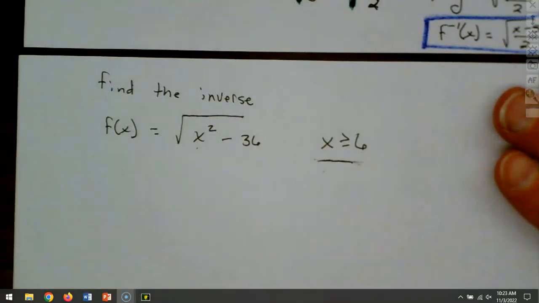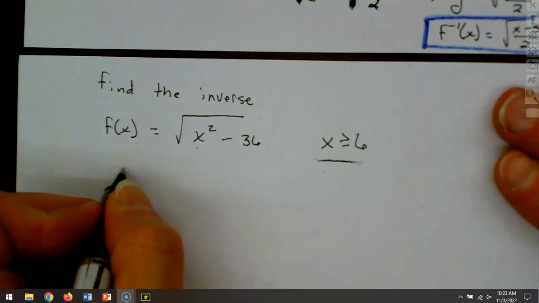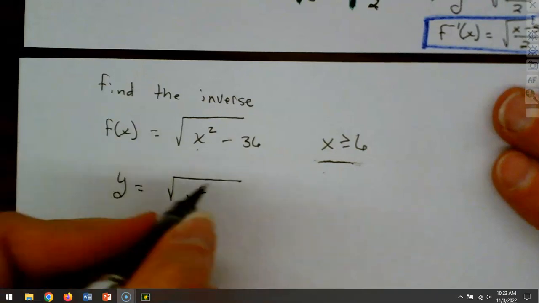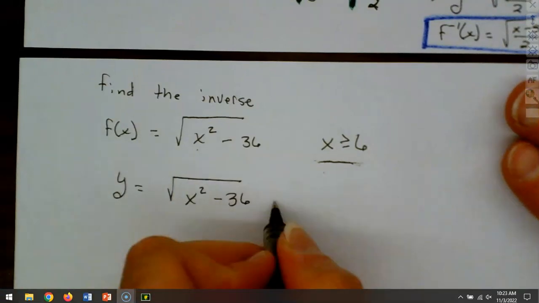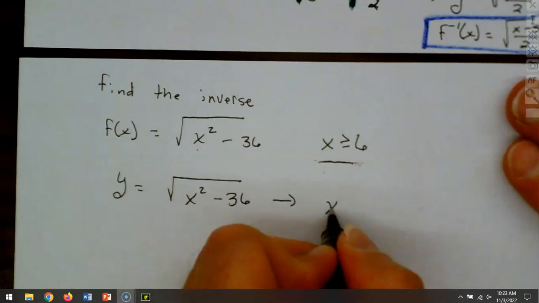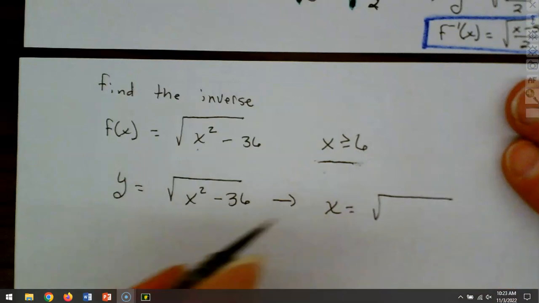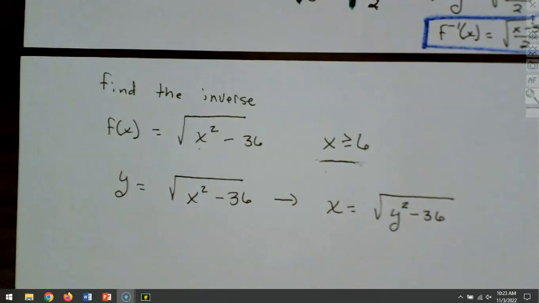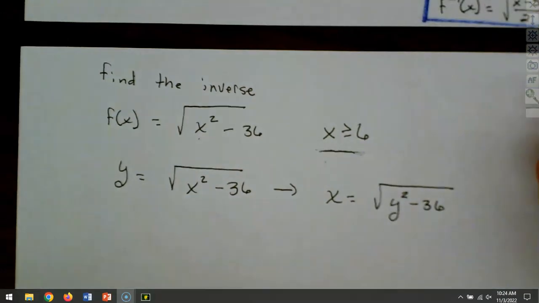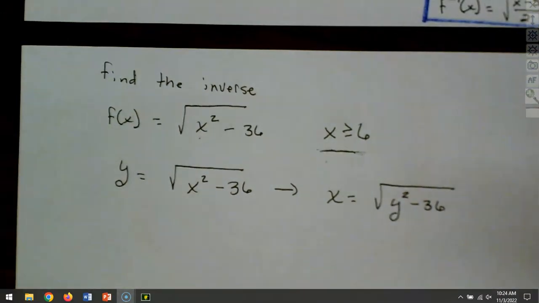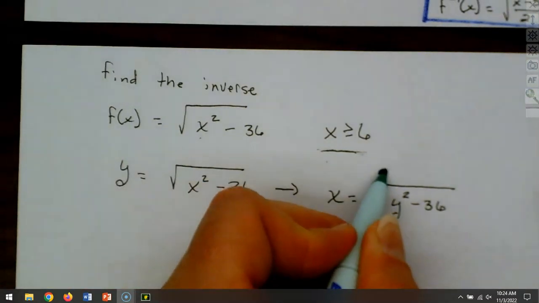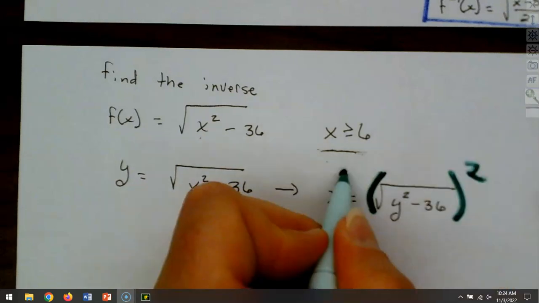Now, what do we need to now do? We need to replace f of x with y. And then we interchange or swap out your x and your y. And now we can solve it. So how do we get rid of a square root? We get rid of a square root by doing what? Squaring. So we're going to square both sides.